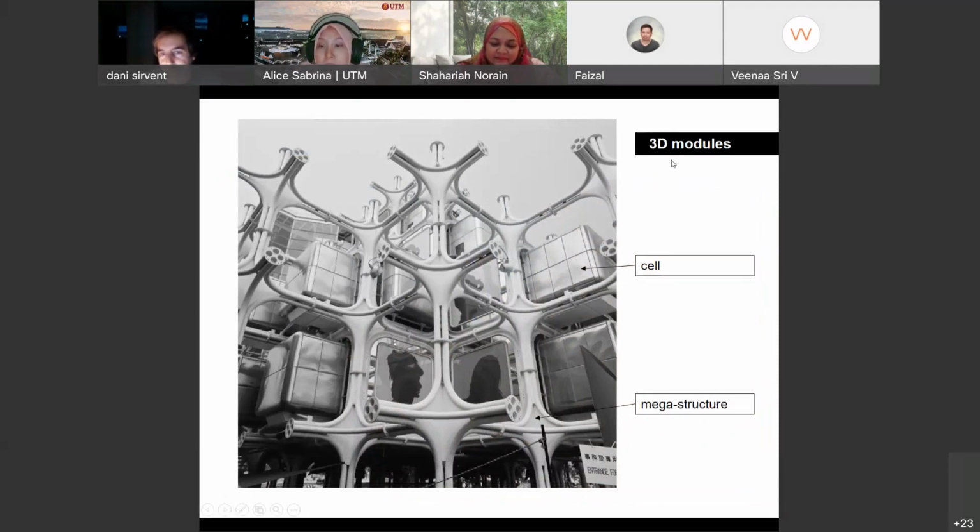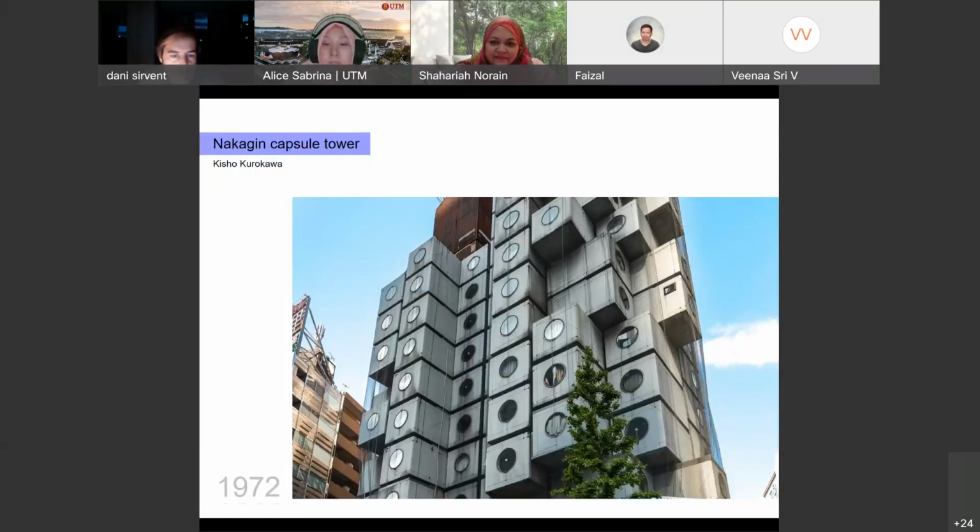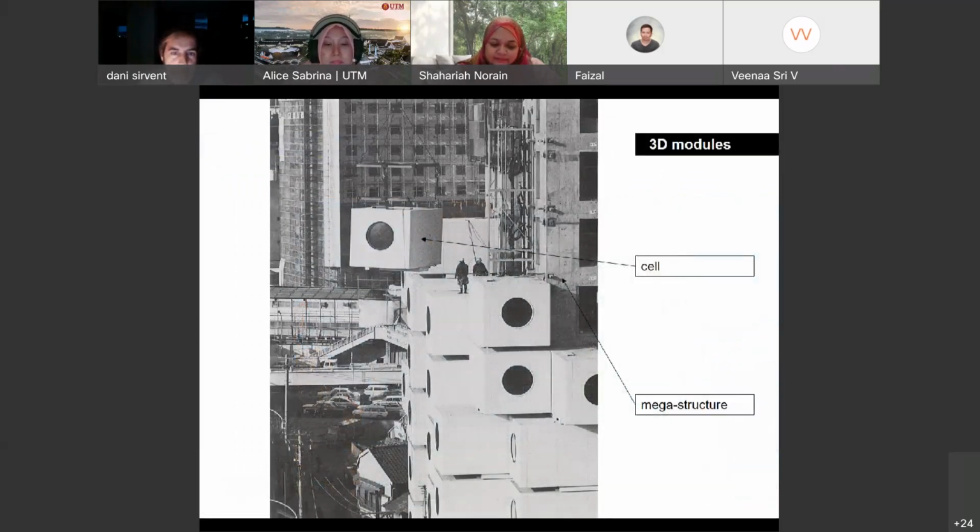Again, 3D modules. And here is the most known project of this line, the Nakagin Capsule Tower, where you can find again the same elements. It is the concrete megastructure that supports the individual cells that were supposed to change every 20 years, but in fact it wasn't like this. They never changed, and this building is almost disappearing because it's in a very, very bad condition.